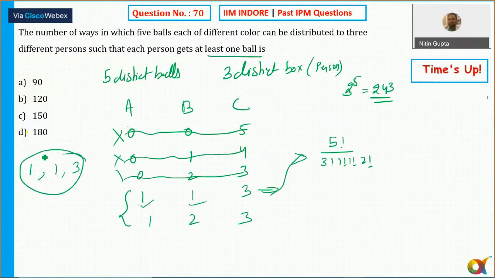So factorial 5 upon factorial 3, factorial 1, factorial 1. But there are 2 groups in which the number of balls are same. So I'll say factorial 2. And then these things can be distributed among 3 persons in how many ways? Factorial 3. So I'm getting the answer as factorial 5 by factorial 2. Factorial 5 is equal to 120, and 120 by 2, that will be equal to 60.